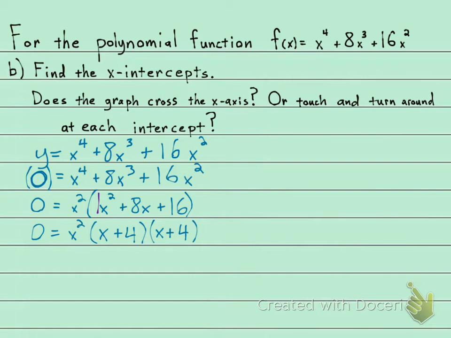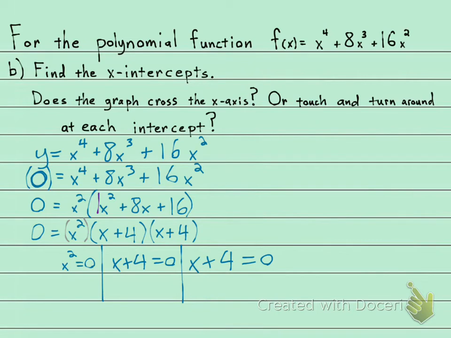Now, I have all three of my factors, 1, 2, and 3, and any one of them can be 0. If this one's 0, the whole thing's 0. If this one's 0, the whole thing's 0. 0 times anything is 0. Same thing for the last one. If that's 0, the whole thing is 0. So let's set each of my factors equal to 0. x squared equals 0. x plus 4 equals 0. And x plus 4 equals 0.